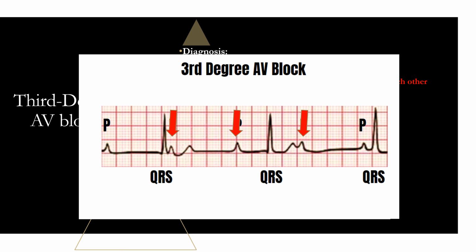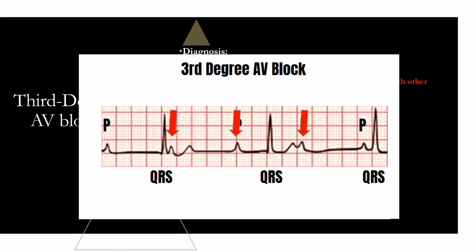And if we're thinking in terms of a PR interval, or at least the appearance of one, because it's not really the case here anymore, this is going to be completely variable. So it's going to be prolonged, shortened, or even absent. So there's really no pattern to it anymore at all.